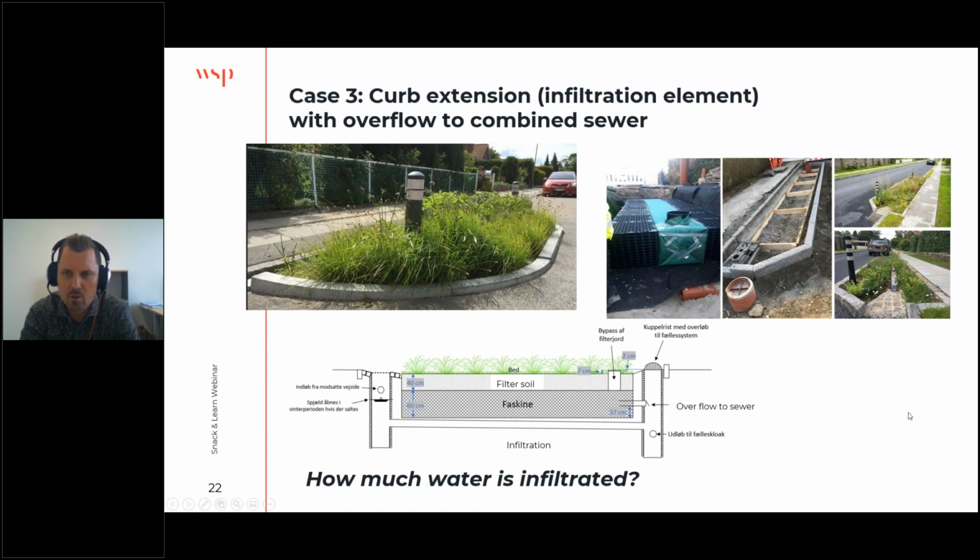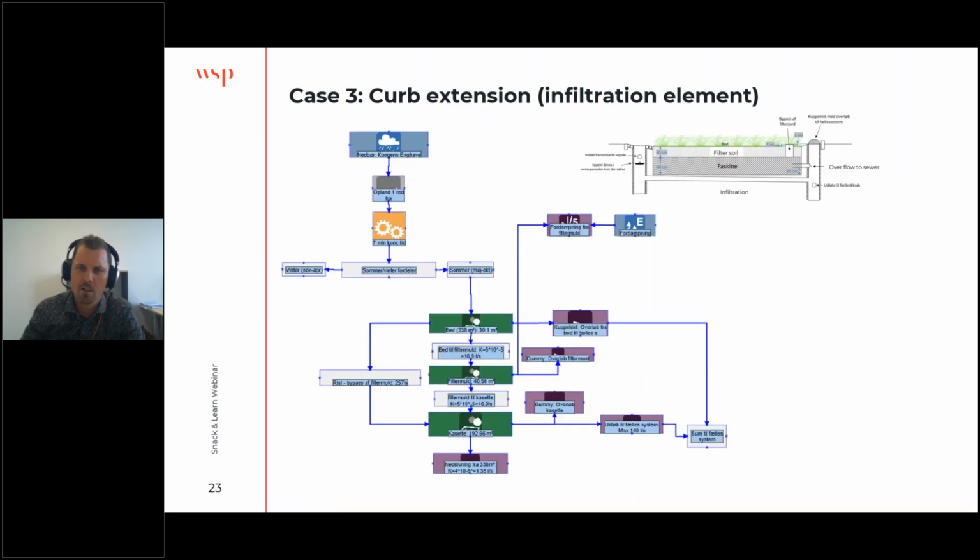And the client would like to know how much water is actually infiltrated if we build this in real life. We can build the model here, and we have in this case 3 different retention volumes. The top layer of the curb extension itself, the filter soil, which is also defined as a volume here, and finally the detention or retention volume beneath the filter soil with an overflow to the sewer system is here, and here you see the overflow to the sewer system.